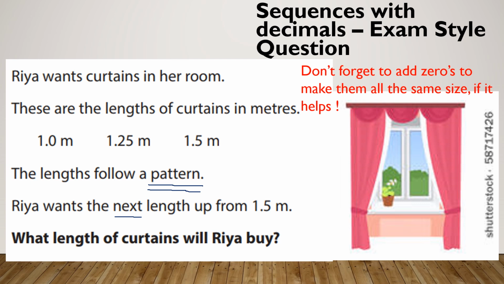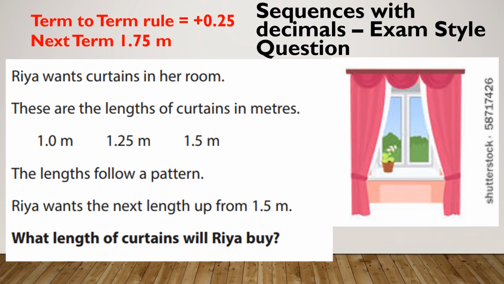Okay, do you have an answer? Hopefully you got the next one as 1.75. My rule in this case is plus 0.25, so the next one will be 1.75. For entry level, you don't need to write the rule. It's good practice too, because it shows how you worked it out. But again, don't forget, add zeros if you need to. If I change that to 1.00, 1.25 and 1.50 it makes it a little bit easier to see that the next one should be 1.75 because I'm going up by 0.25 each time.